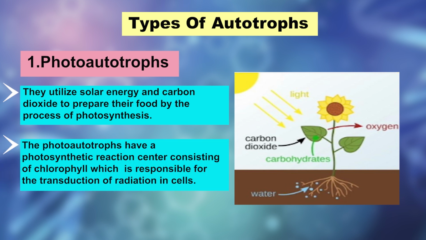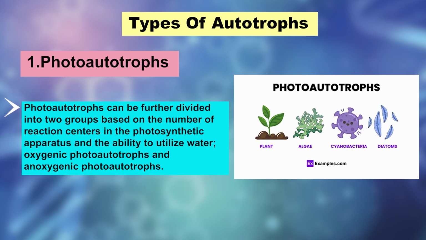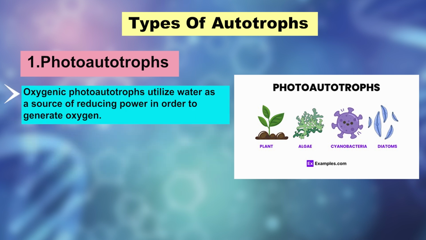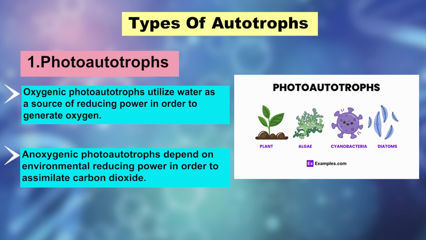The photoautotrophs have a photosynthetic reaction center consisting of chlorophyll, which is responsible for transduction of radiation in cells. They are divided into two groups based on the number of reaction centers in the photosynthetic apparatus and the ability to utilize water: oxygenic photoautotrophs and anoxygenic photoautotrophs. Oxygenic photoautotrophs utilize water as a source of reducing power in order to generate oxygen, whereas anoxygenic photoautotrophs depend on environmental reducing power in order to assimilate carbon dioxide.